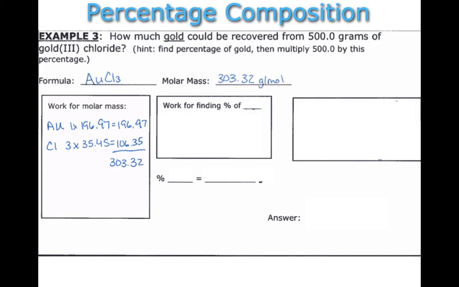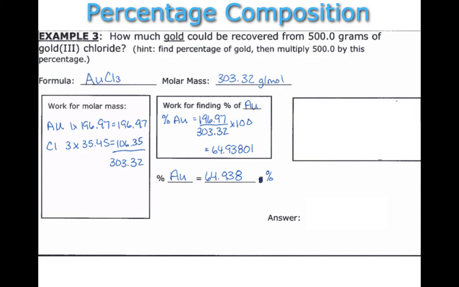We only are worried about the mass of the percentage of the gold in this case, so that we can find then the mass of the gold in the 500 grams of the gold 3 chloride. We don't have to find the percentage of the chlorine, just the gold. Our total mass of gold is 196.97 over the total molar mass of the gold 3 chloride times 100 gives us the percent of the gold in 5 significant figures this time as 64.938%.